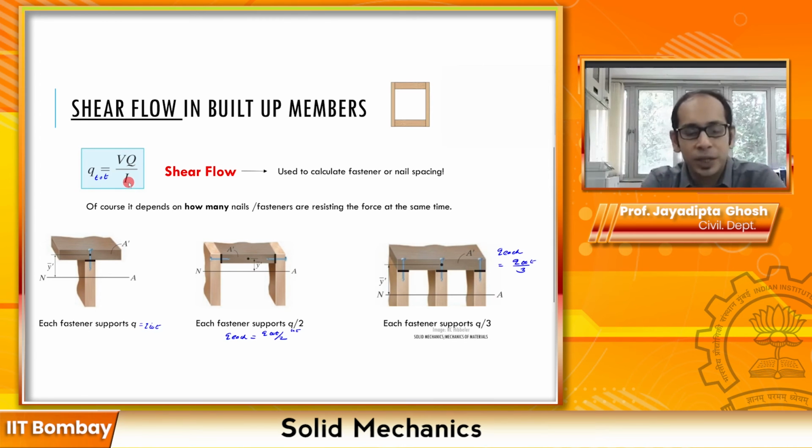Now again, the question is how do I calculate the Q? When you're talking about a built up section, should I take the Q for this entire thing, or just this board, or just this part over here? Where do I calculate the Q?